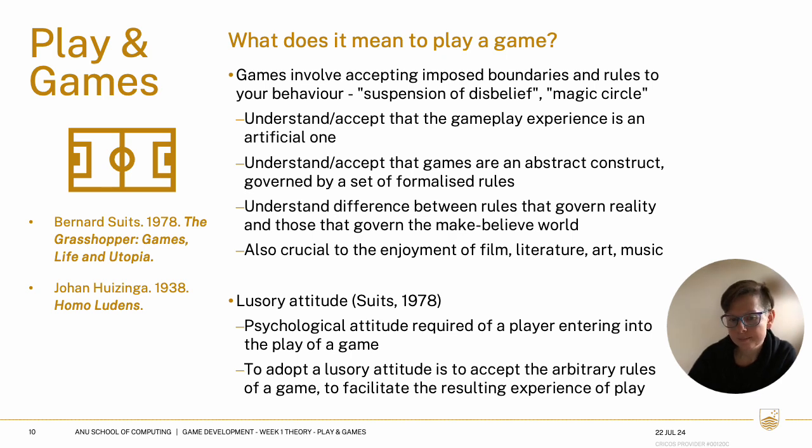So what does it mean to play a game? Games involve accepting imposed boundaries and rules to your behaviour, which is often called suspension of disbelief or entering into the magic circle. So to play a game, you need to understand and accept that the gameplay experience is an artificial one, and that games are an abstract construct governed by a set of formalized rules. You also need to understand the difference between the rules that govern reality and those that govern the make-believe world. These concepts, suspension of disbelief and the magic circle, are also crucial to the enjoyment of film, literature, art, and music.